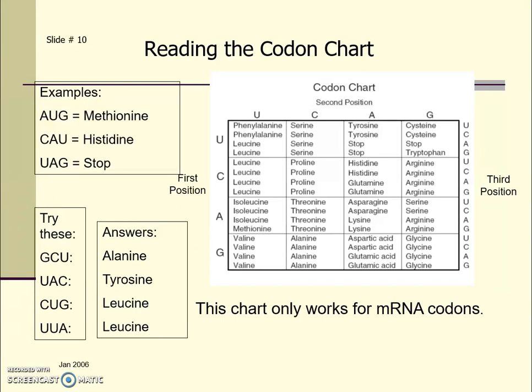And if you realize, the third base can be changed. So the third base can be U, C, A, or G, and it's going to code for different amino acids. And this is called the wobble effect. So in order to practice, I would like you to try these, GCU, and see what it corresponds to. I have given you the answers, and see if you can get the same answers.